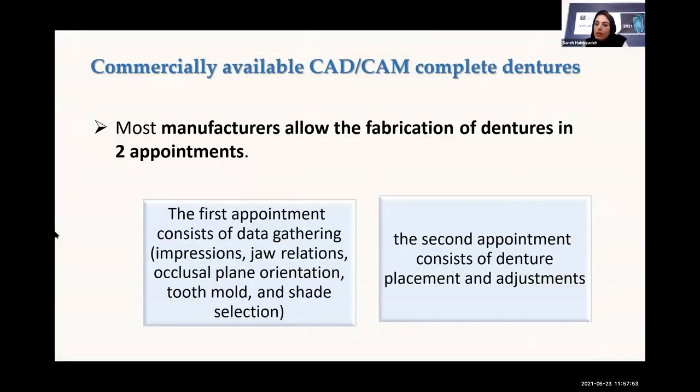But with commercial CAD-CAM systems, most manufacturers claim that we're able to provide our patients with a restoration in only 2 sessions. The first appointment will be data gathering, including impression taking, jaw relation records, occlusal plane orientation, and also selection of the tooth mold and shape. And we will have our denture ready by the 2nd appointment. This is fascinating. Most of the manufacturers, though, provide us with a trial denture between these 2 sessions, which can be tried in, and any modifications can be performed on that trial denture and rescanned again for the final denture.